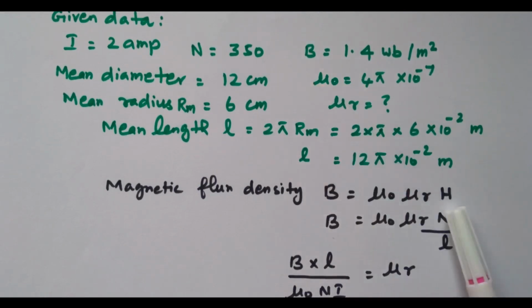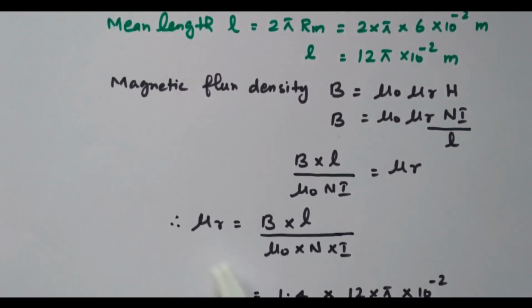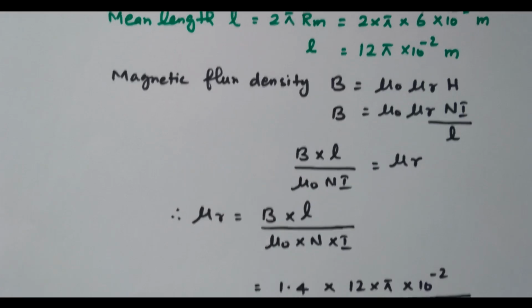B equal to mu into H, that is mu naught mu r into H. The relation between B and H is available. Now H is replaced by Ni by L, magnetic field intensity equal to Ni divided by L, right. From that we can find what we need, mu r. So bring the other terms to the left hand side. The L is multiplied here, B into L. This mu naught Ni is brought in the denominator because we need this value. So B into L divided by mu naught Ni, that is mu r equal to this expression. Now we can substitute the values here.